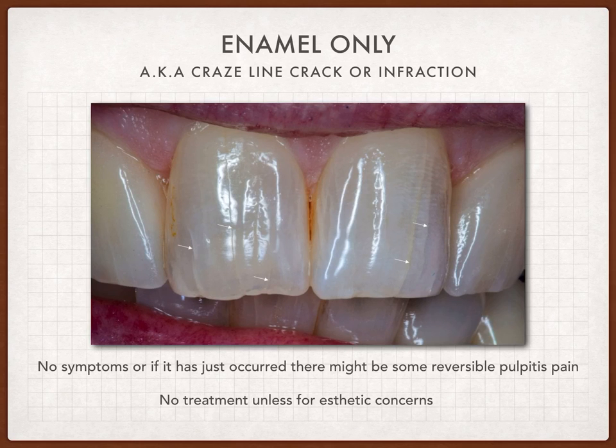How can you see it? These are the signs of it. You will see vertical fractures, or let's call them cracks or craze lines or infractions, in the tooth enamel, as you can see in this picture, in the lines that are indicated by the arrows.